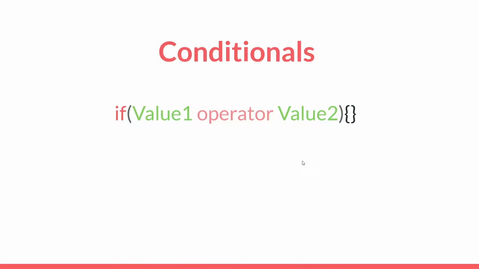In Java, those are written with what's called an if statement. So if value 1, whatever operator you put in here, we just covered the operators, so you could say equals to, for example. If value 1 is equal to value 2, execute whatever you put inside of these curly brackets. So that's the syntax. Let's see an actual example of one.